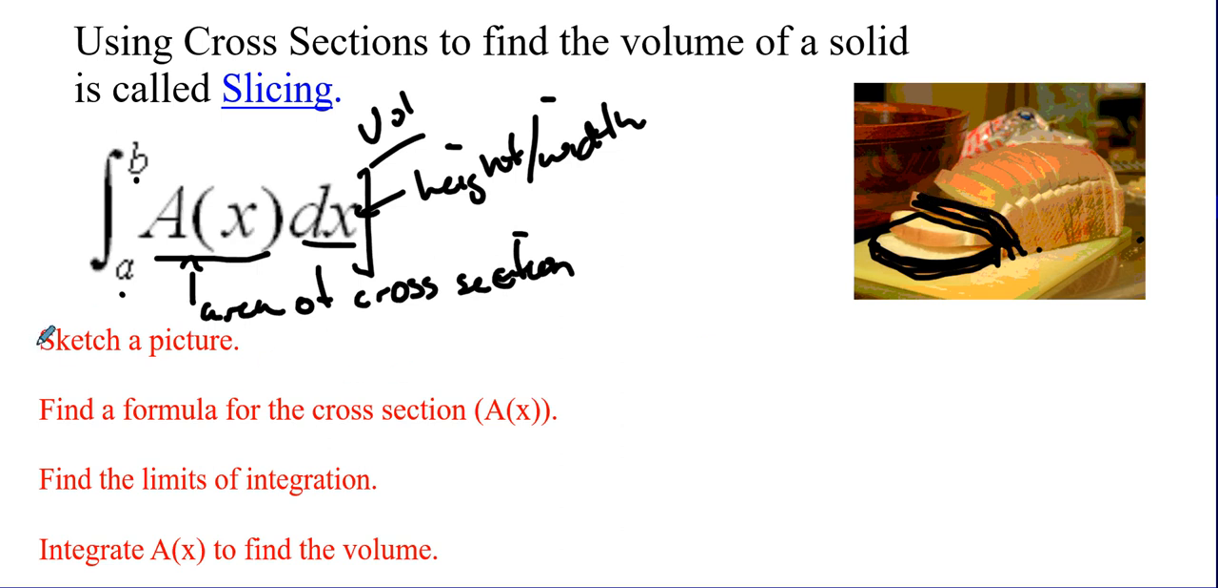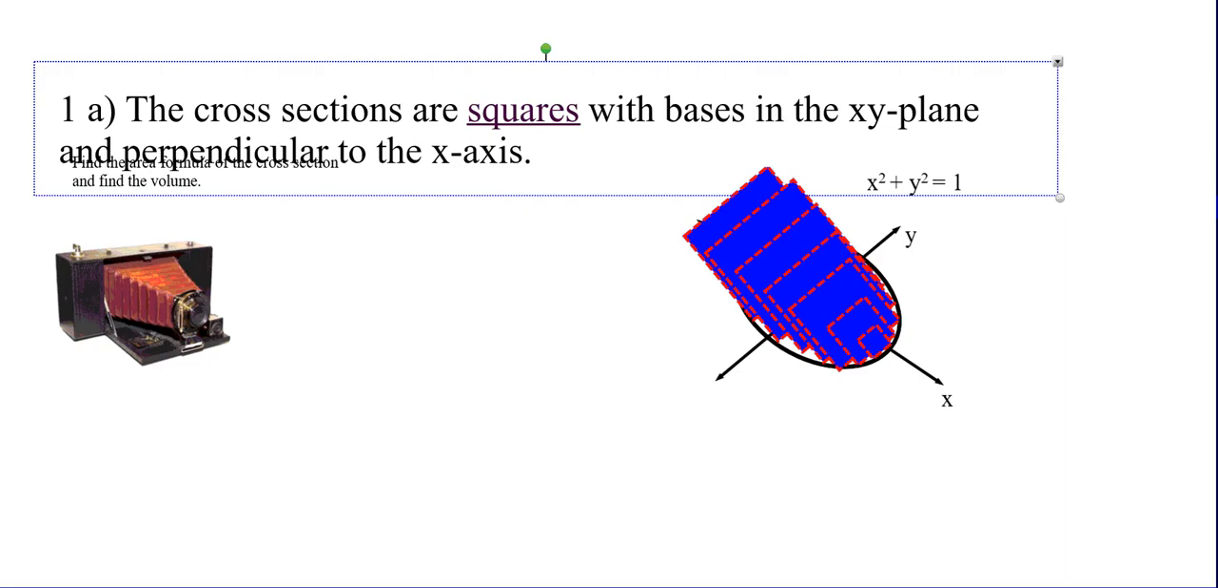So my steps to solve for volumes of cross sections are: sketch a picture if we can, find the formula for the cross section in terms of x, so the area, find the limits of integration from A to B, and then integrate from A to B to find the volume of our solid. Let's go through an example.